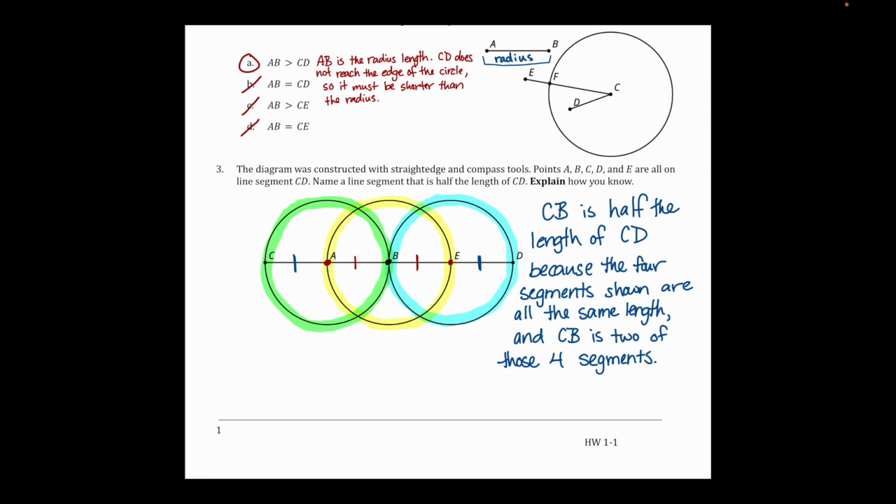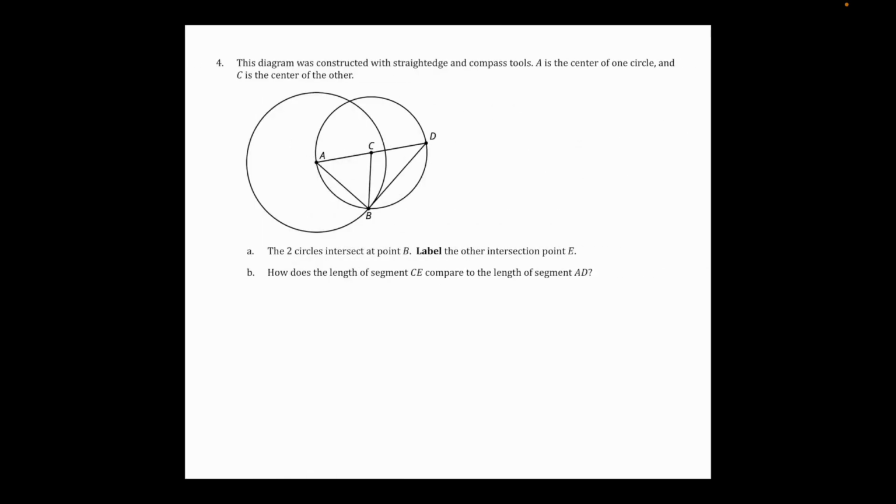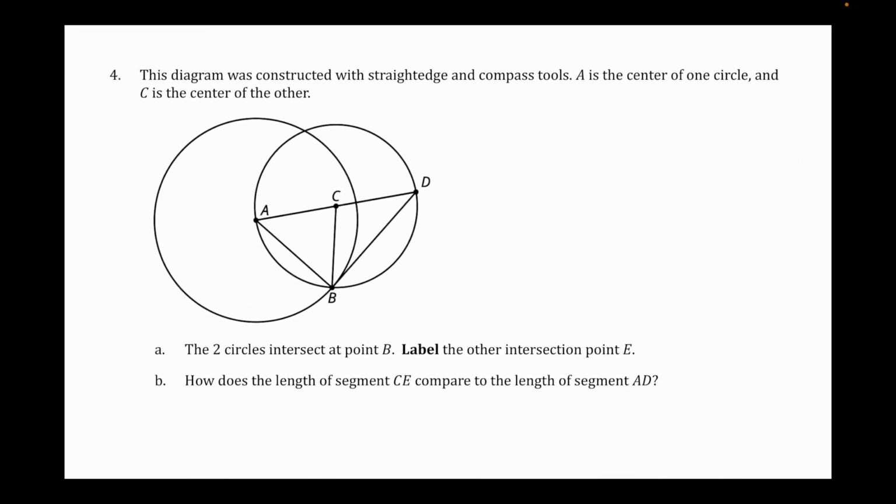We only have one question left. So this is problem number 4, and that is on our next page. So this diagram is constructed with straight edge and compass tools, and A is the center of one circle. So I have A here is the center of one circle. C is the center of the other, so I'm going to label that one, I don't know, blue highlighter color. The two circles intersect at point B.